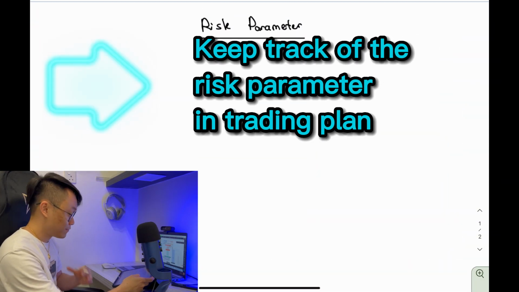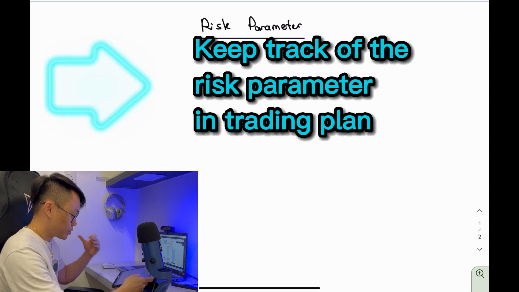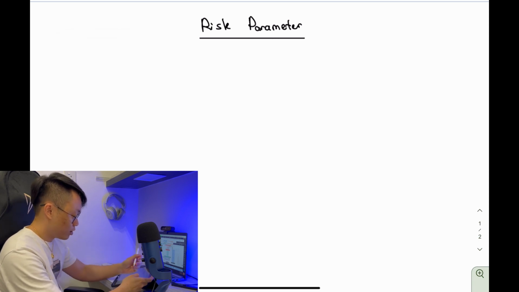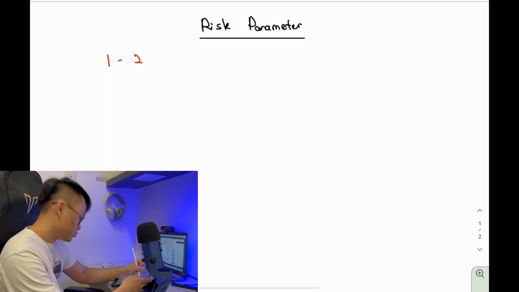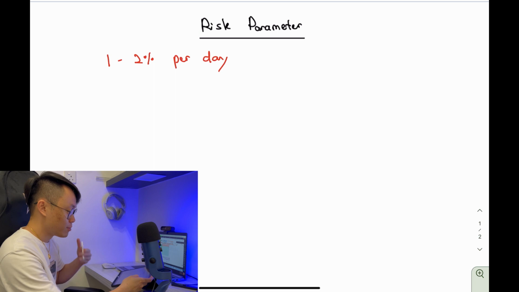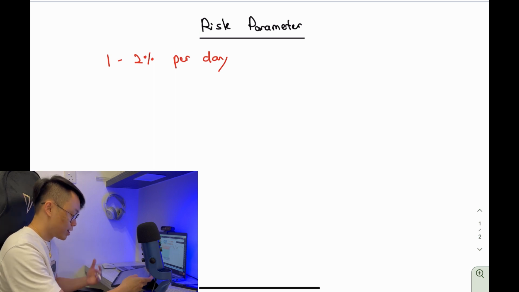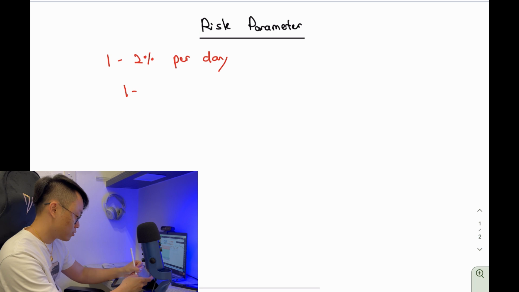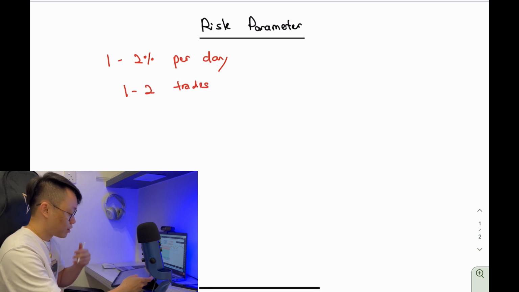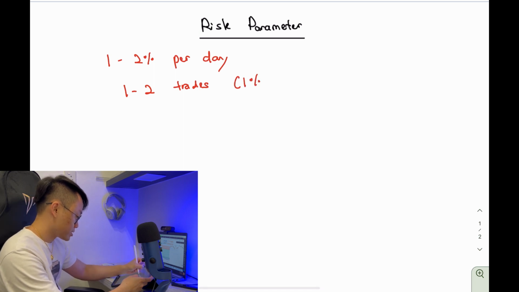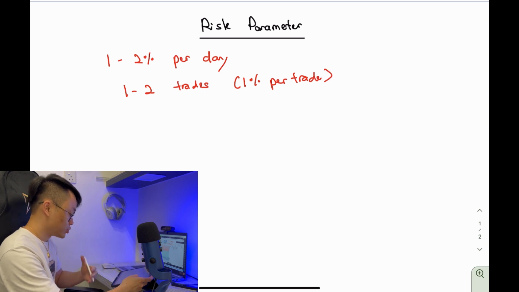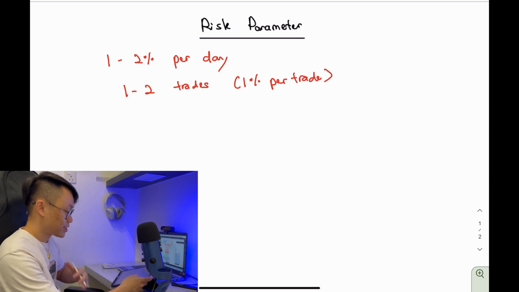So let's say we have a risk parameter on the trading plan, where we are only risking 1 to 2% per day, right? And from there, we also need to know how many trades we are limited to. I personally limit myself to only taking 1 to 2 trades per day, right? So automatically, I'm allowed to risk 1% per trade here. So if I'm done with 2 trades, I make sure that I actually stop, right? That's the reason why I keep track of my trading plan.